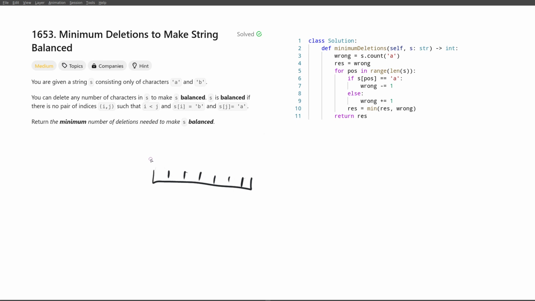We want some position, maybe before the first character, maybe after the last character, maybe somewhere in the middle, such that everything to the left of it is an A, and everything to the right of it is a B. So I want to delete the fewest characters to have that be the case. That all the A's are to the left, all the B's are to the right. And it of course is easy to see how this is the same thing as the string being sorted, the same thing as the string being balanced.